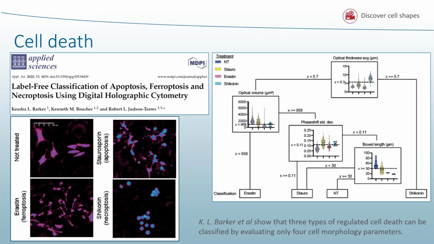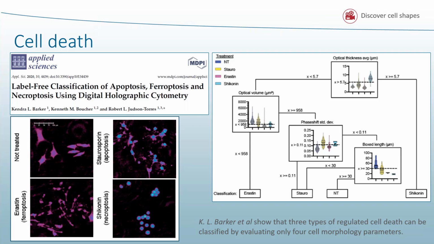And the last paper I want to introduce to you is from Dr. Barker and colleagues. They showed that they could differentiate between 3 types of regulated cell death by looking at only 4 different cell morphology parameters. That's kind of cool. No labeling, no staining, just these 4 parameters.